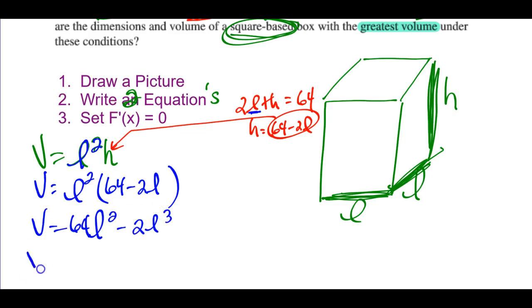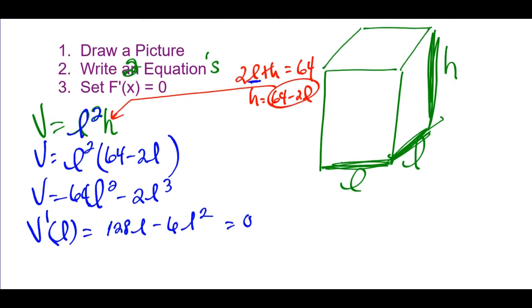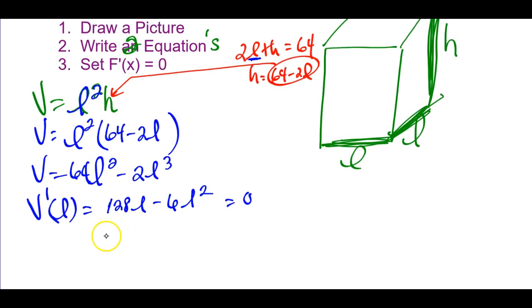There's 2L cubed. I'm going to maximize this to find the maximum length. Taking the derivative and setting it equal to 0. I think I can factor out, well, at least a 2. And set that equal to 0. That's not nice. Let's just leave it 64 thirds. So the length is 64 thirds.